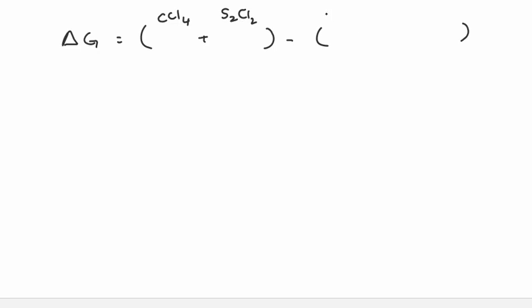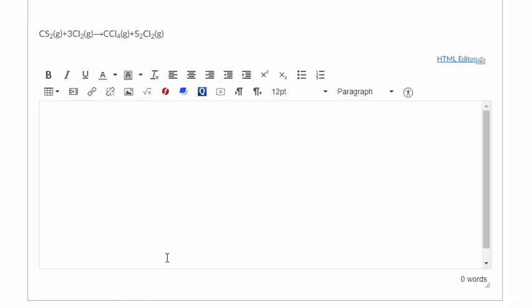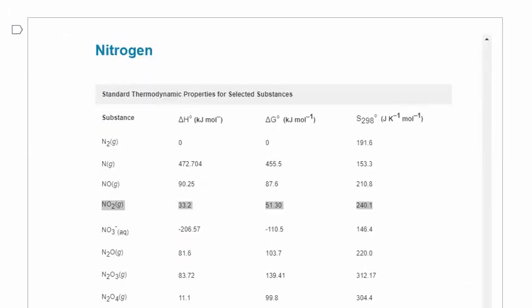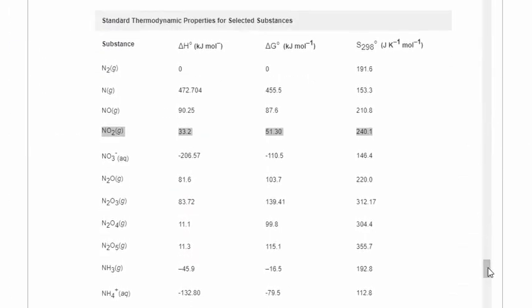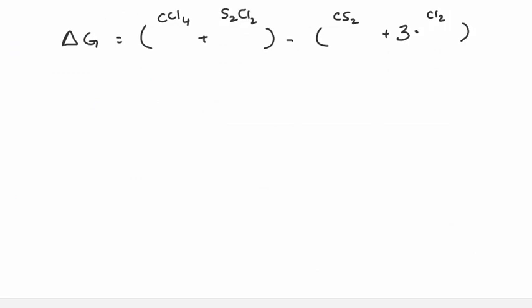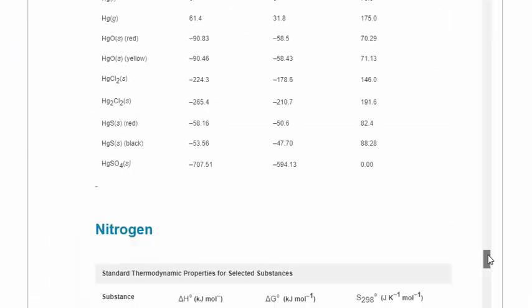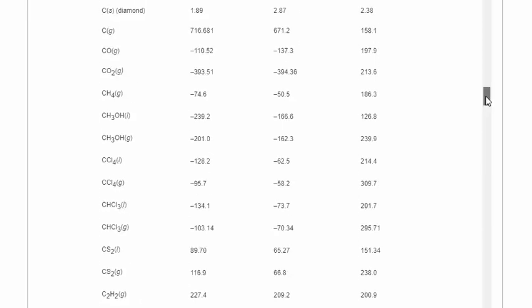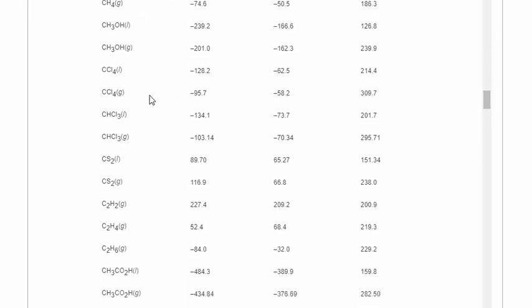So that's going to be CS2, and I'm going to add that to 3 times my Cl2 value. So I come back over here to my table, which is found at the end, and I'm going to start by looking up CCl4 and CS2. So I'm going to look at carbon. So CCl4, carbon tetrachloride, and I have liquid and I have gas.